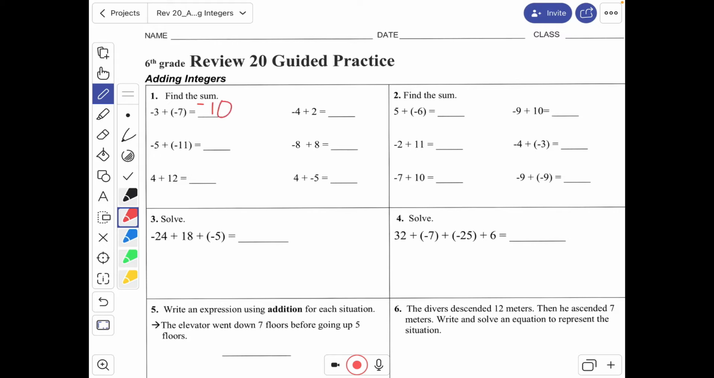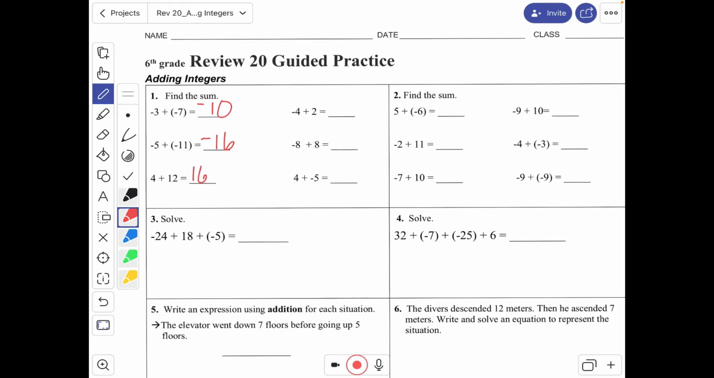3 plus 7 makes 10. The next one underneath it, they're both negative, so the answer will be negative. So 5 plus 11 makes 16. The next one, they're both positive. So the answer is going to be positive, and we don't have to write the positive sign. We just write the number. 4 plus 12 makes 16.